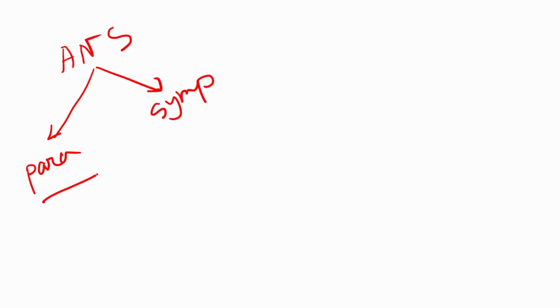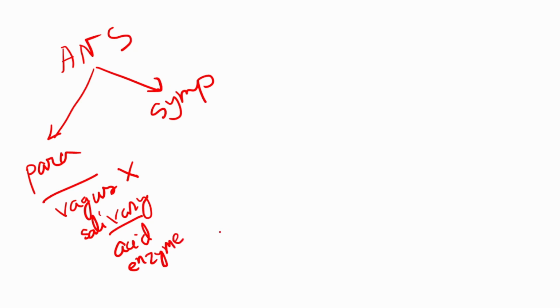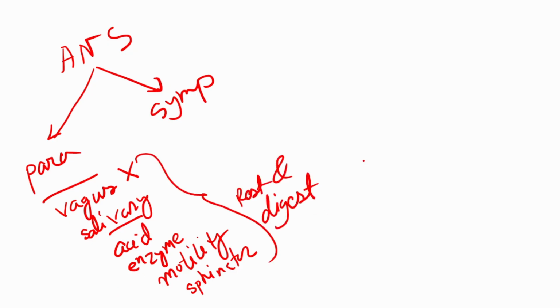The parasympathetic nervous system, conveyed primarily by the vagus nerve, which is cranial nerve number 10, promotes all aspects of digestion. Vagal activation increases salivary secretion, stimulates gastric acid and enzyme secretion, increases intestinal motility, and relaxes the sphincters to keep the contents moving. This is the rest and digest state. When you sit down to a relaxed meal, your parasympathetic system dominates, and every gland and smooth muscle in your gut is primed for maximal digestive efficiency.